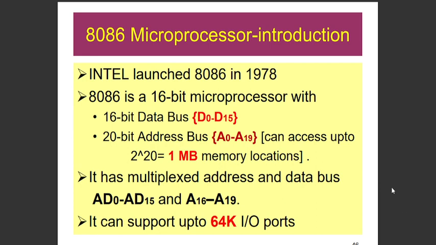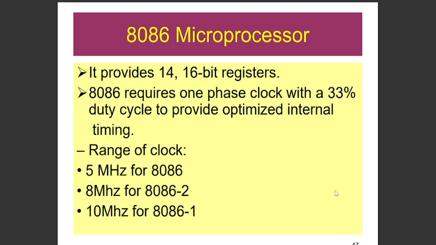Intel launched 8086 in 1978. The 8086 is a 16-bit microprocessor with a 16-bit data bus, that is D0 to D15, and a 20-bit address bus A0 to A19, and can access up to 2 to the power of 20, that is equal to 1 MB memory locations. It has multiplexed address and data bus AD0 to AD15 and A16 to A19. It can support up to 64K I/O ports.